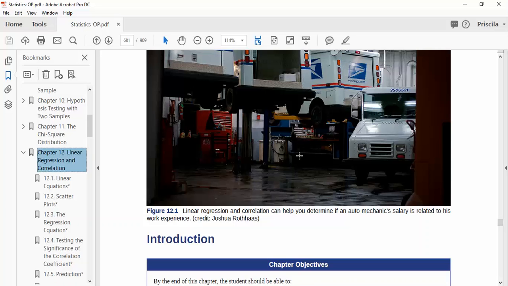Chapter 12 is pretty much working with simple linear regression and not with multiple linear regression. A simple linear regression works with two variables, in this case, for example, salary and work experience. Multiple linear regression tries to identify the relation between two or more variables.